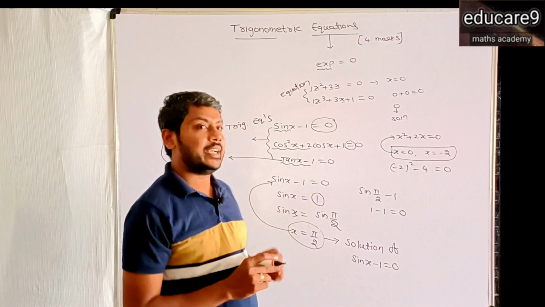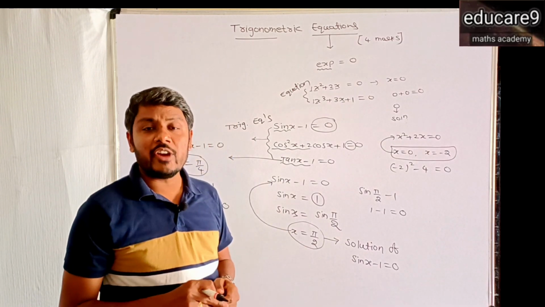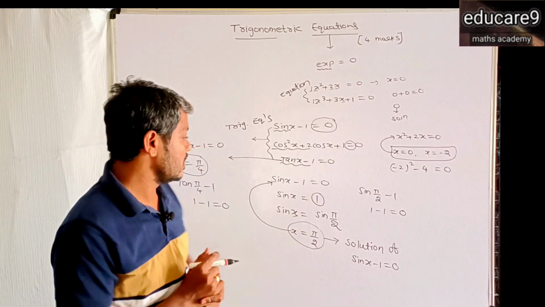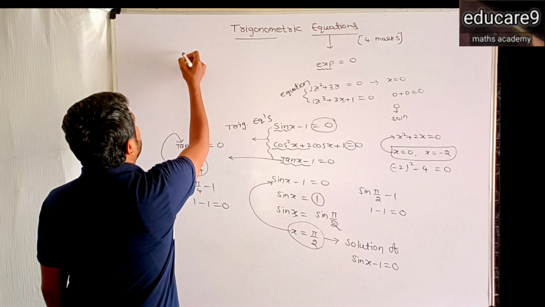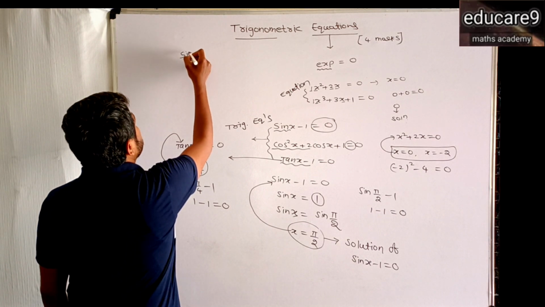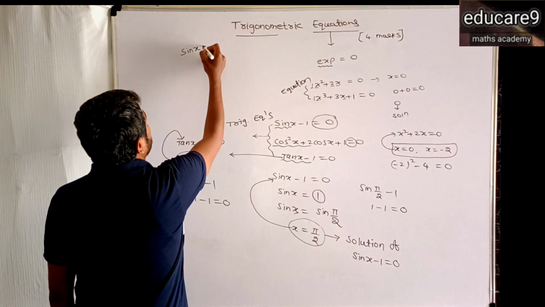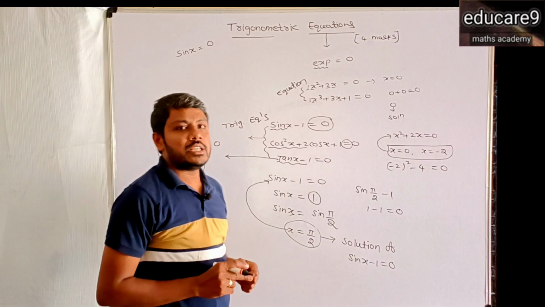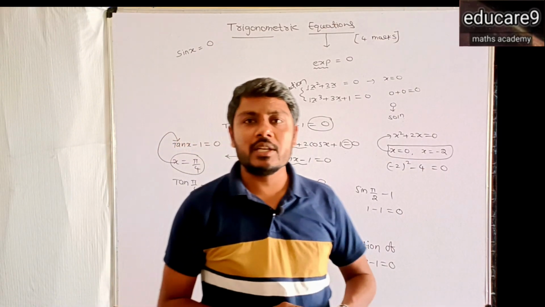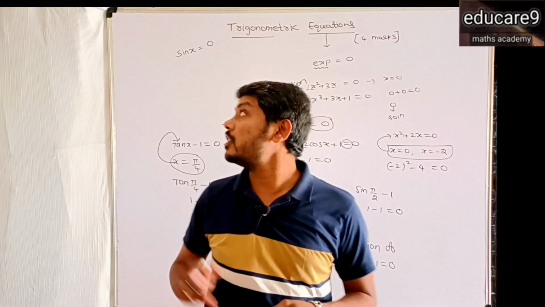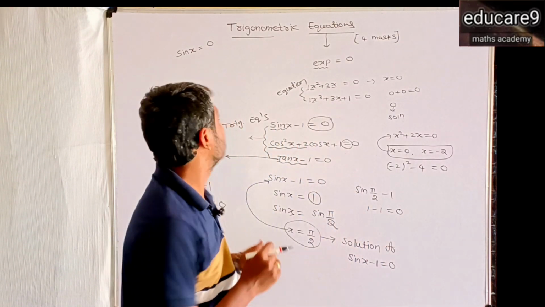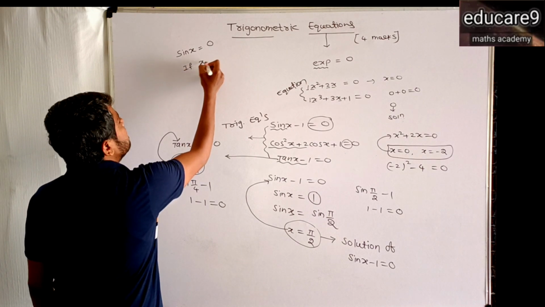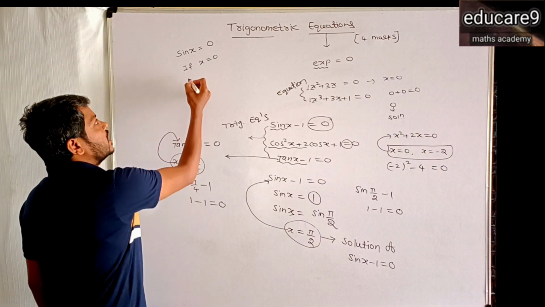But coming to trigonometric equations, how many solutions exist? See here, for example, sin x equals 0. Clearly that is one of the trigonometric equations. We have to find the solutions of the trigonometric equation. For example, if x is 0, then what is sin 0?